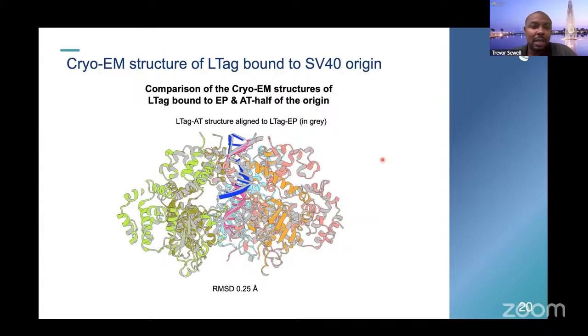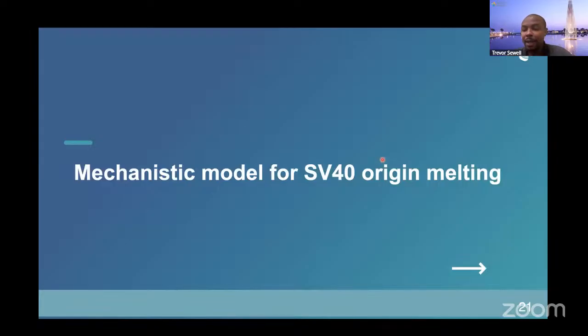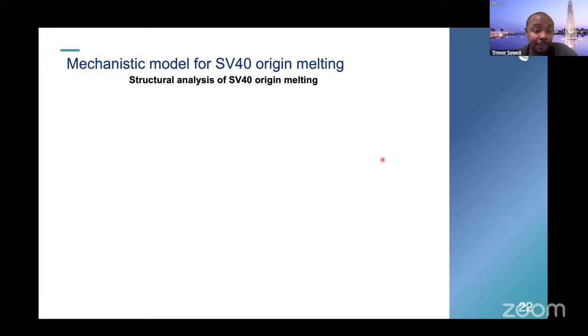We aligned these two structures from the two halves, and what we found is that they are exactly identical, with a negligible RMSD of 0.25 Angstrom. So indeed, the same thing is happening from both ends of the origin DNA as the hexameric helicase is assembling. So from here, we begin to build a mechanistic model of how SV40 origin melting occurs.